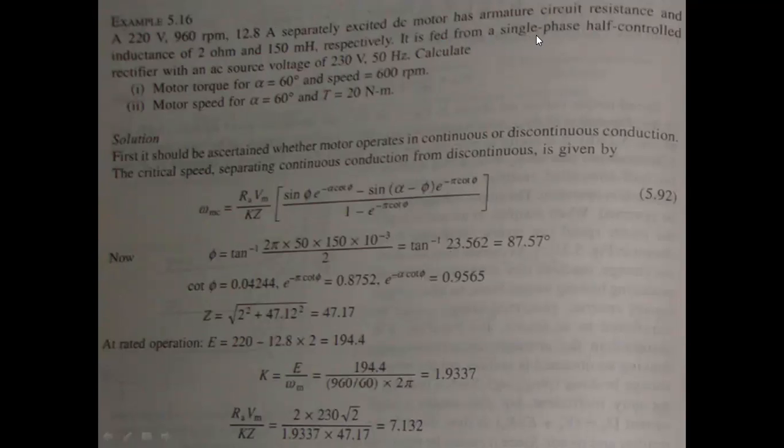It is fed from a single phase half controlled rectifier with an AC source voltage. Again, the AC source voltage is 230 volts, 50 Hz. Calculate the same bits which they were asking in the fully controlled rectifier, but the only change is that this is changed to a half controlled rectifier. That's all.